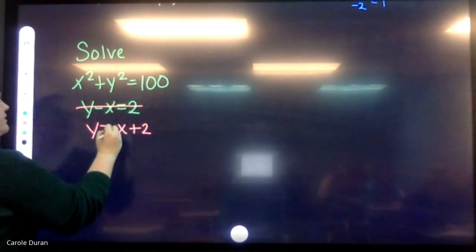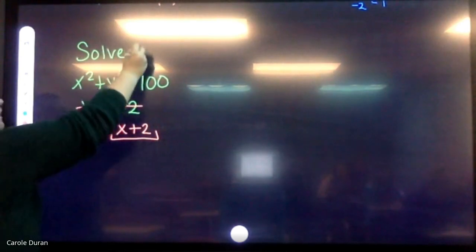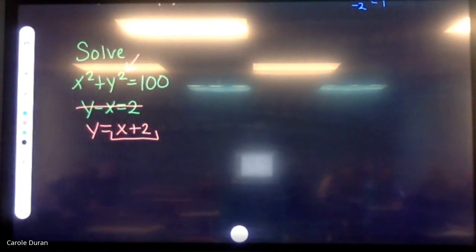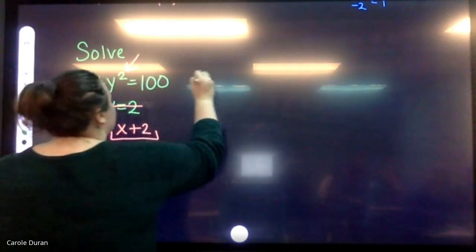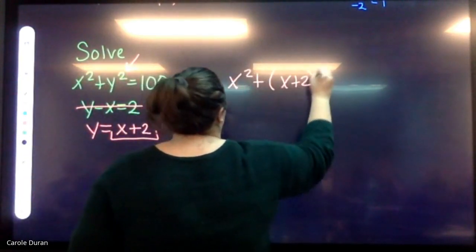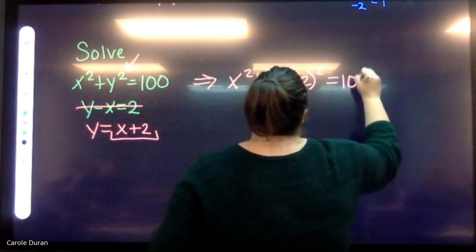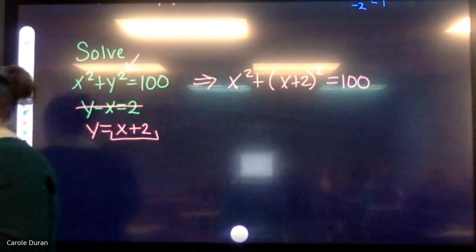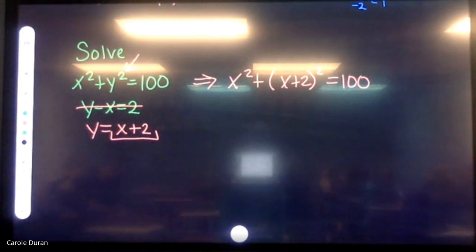So now I'm going to substitute x plus 2 into my equation for the y. But what do I notice about the y? It's squared. So when I plug that x plus 2 in, it's going to be x plus 2 squared. Okay? So then this is going to become x squared plus (x plus 2) squared equals 100. Before I do anything else, I'm going to have to deal with that (x plus 2) squared. What does that turn into?